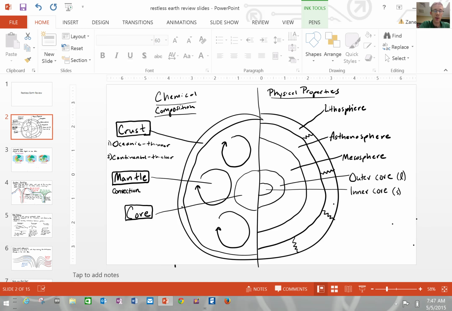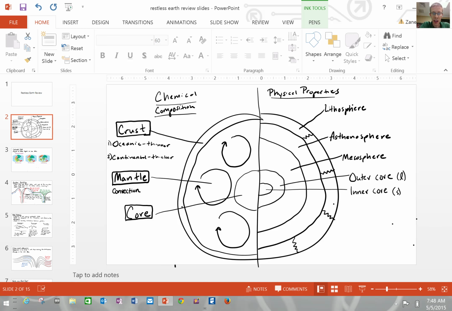Inside the mantle, which is the largest chemical layer of the Earth, we see these cycles that I've drawn in there, and those are called convection cycles. If you remember way back in the beginning of the year when we first started talking about it, convection is the movement of matter based on temperature and density changes. And so I've tried to model that here.